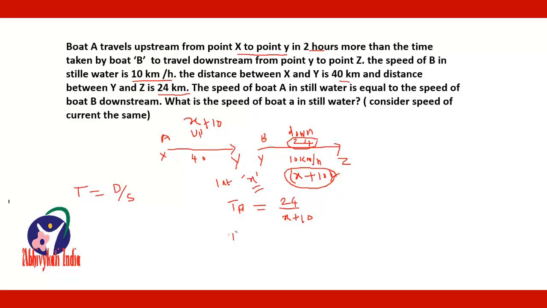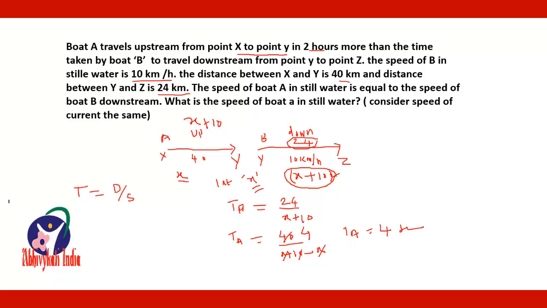Similarly, the time taken by boat A is equal to 40 by x plus 10 minus x, because boat A is going upstream and therefore the speed of the stream, that is x kilometer per hour, opposes the speed of the boat, and therefore it will be minus x. So x plus 10 minus x, here x will get cancelled, and the time taken by boat A will be equal to 40 by 10, which is 4 hours.